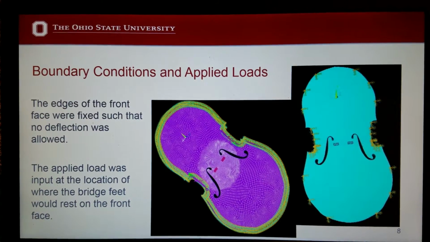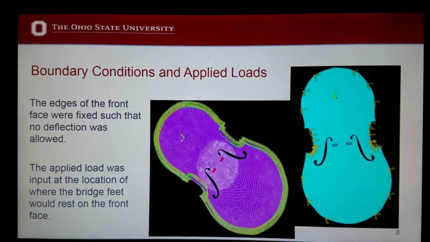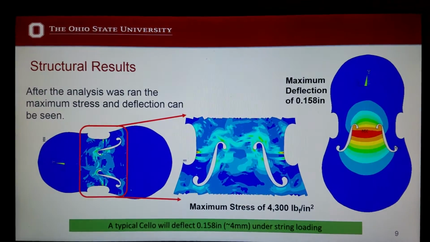The boundary conditions that were applied were the pressure loads at the location of where the feet would exist, as well as the rigid structure along the outer edges.